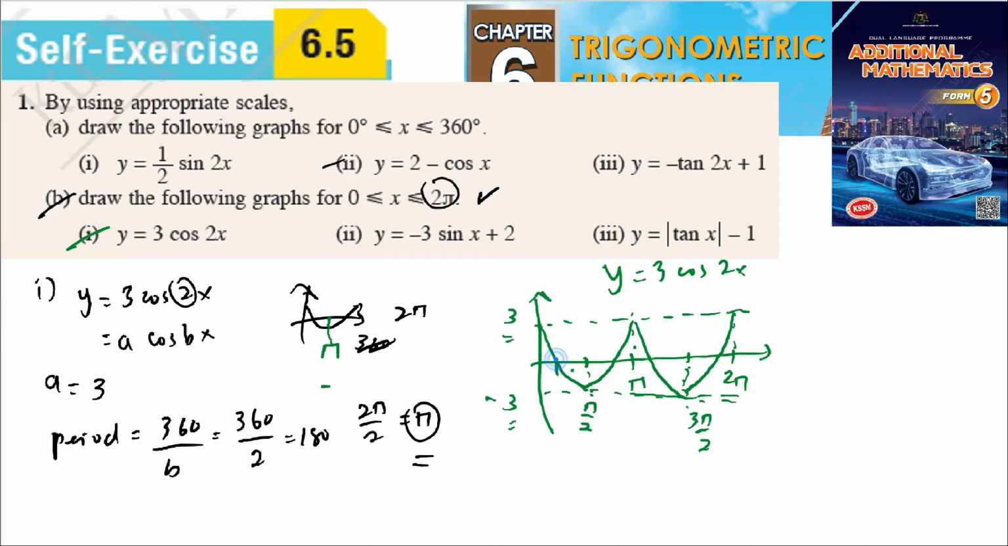If you want to mark more, in between 0 and pi over 2 is pi over 4, this one is 3 pi over 4, and so on. You can also mark them, but this is enough to get the shape, right?